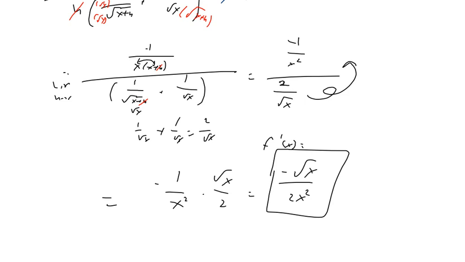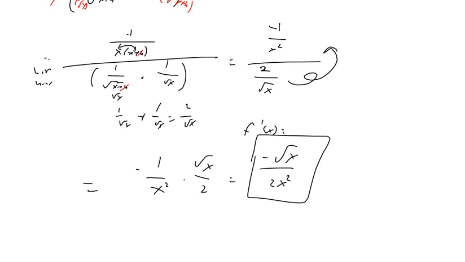Okay. Kind of an interesting equation. Negative square root of x over 2x squared, coming from when we added these two bottom radicals together, got 2 radical x, 2 over radical x. Our h's canceled. We have negative 1 over x squared. I did my flipping and multiplying, and I have this as my derivative.